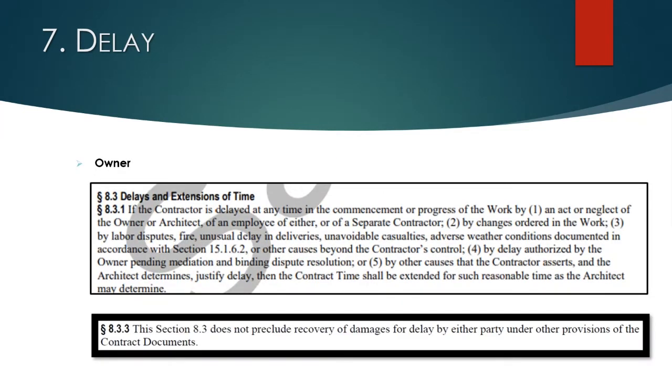Here's an example of the AIA provision, how the AIA deals with it. It says you are entitled to time for delay, but only that you may be entitled to money. I would suggest that in your prime contract you make it more explicit that you are entitled to delay damages.